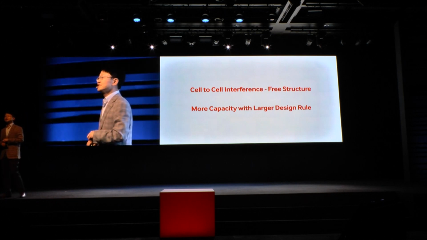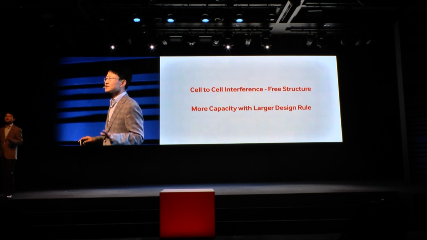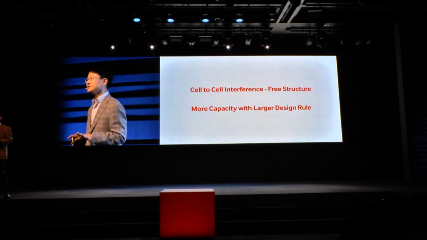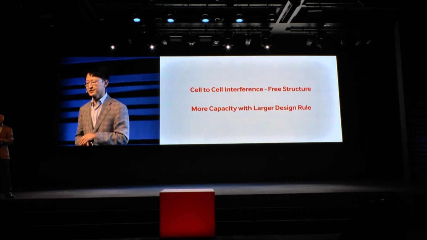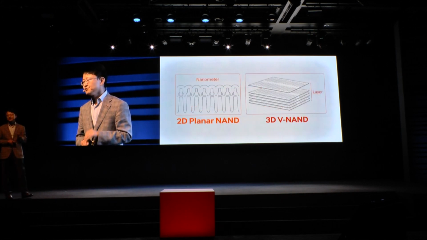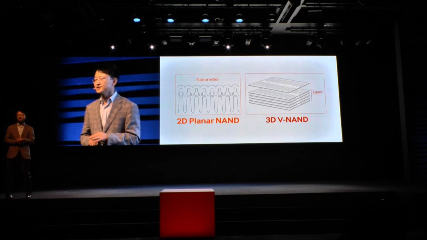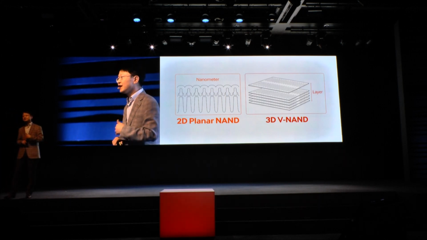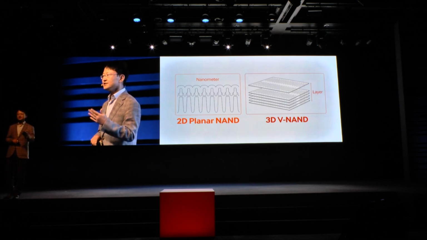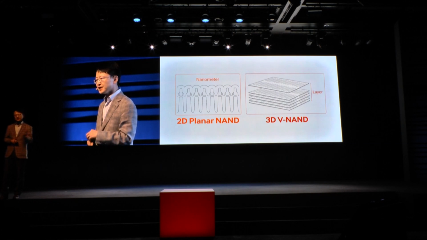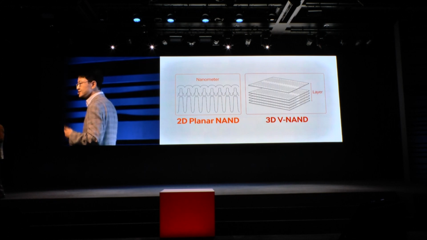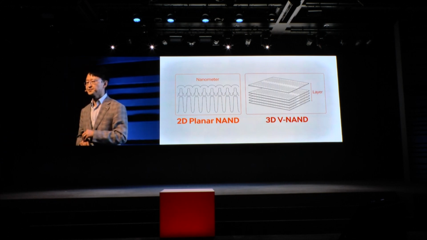Our research and development team thought long and hard about how to create a circular interference-free structure for more capacity, even with larger design nodes. It turns out the answer was very intuitive. We adopted the concept of a layer instead of a nanometer, and we found a way to layer the cells on top of one another. This is called 3D V-NAND. The V in V-NAND stands for vertical, and the name implies this is a three-dimensional structure.